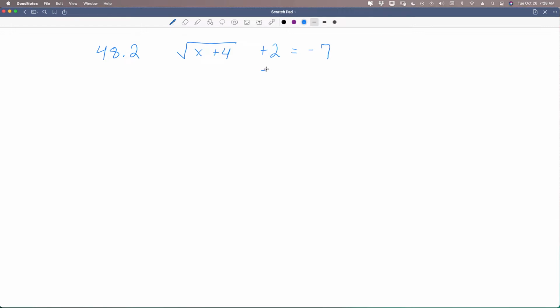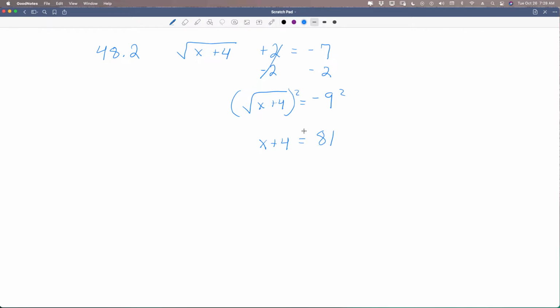So again, we're going to subtract 2 from both sides. Makes that cancel. We have the square root of x plus 4 equals negative 9. So we're going to square both sides. We get x plus 4 equals 81.